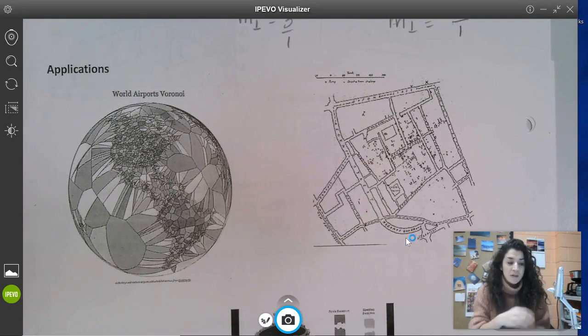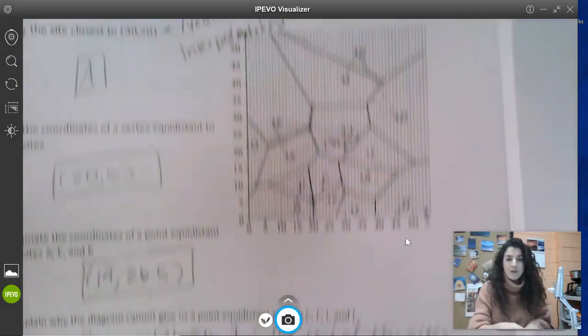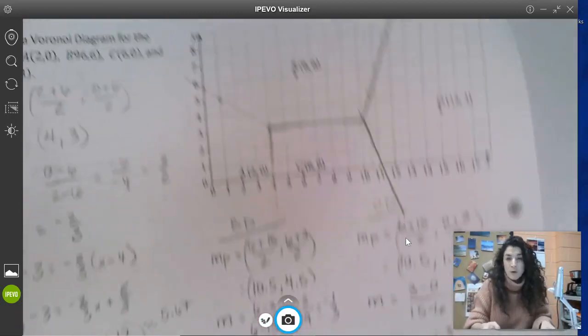So we've learned last lesson about how to interpret Voronoi diagrams, vocab behind Voronoi diagrams, the different ways that we evaluate when we have a Voronoi diagram, and then we talked about how to make a Voronoi diagram.